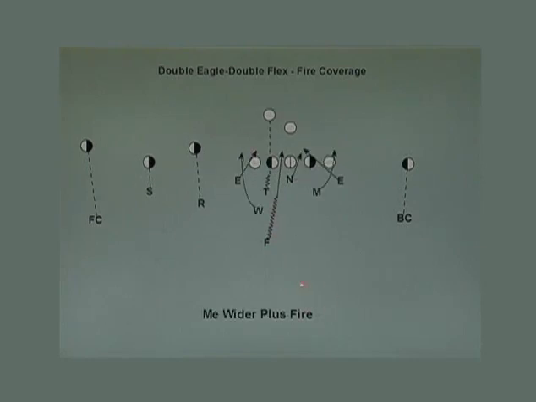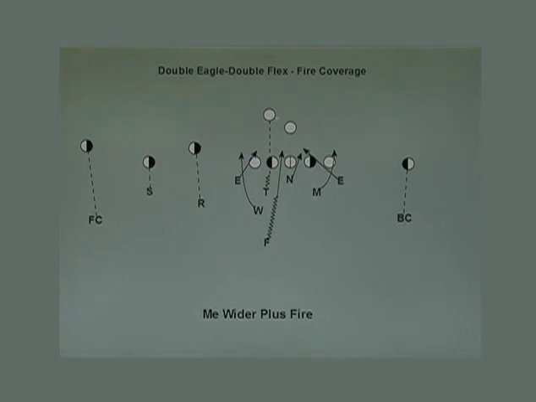Okay, this is Me Wider, where we're actually blitzing the whip, and we're spying Ted here. But you see what we got? It looks like a four-man pass rush, and they've only got really two blockers. Now, if they give you this kind of thing where they're backside blocking or man scheming, this is really going to mess it up for them. So we should get a lot of pressure here when we do that.